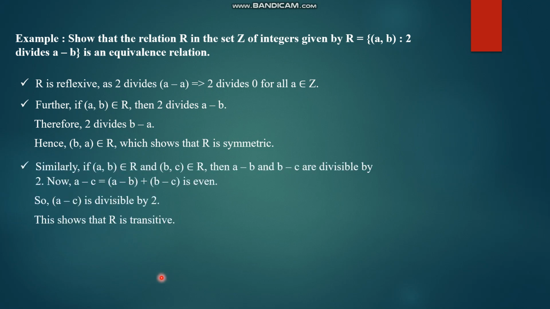But when it comes to transitivity, if (a, b) belongs to R and (b, c) belongs to R, then a minus b and b minus c are divisible by 2. Now, a minus c can be written as a minus b plus b minus c, where b gets cancelled. We are left with a minus c. So, that's what we wanted. So, 2 divides a minus c. So, that shows that R is transitive. Therefore, R is an equivalence relation.